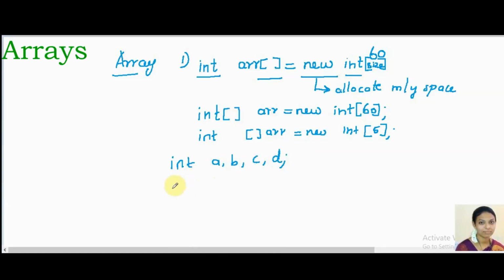In the same way I can also declare arrays like this. Here I can put the square bracket here, and then say A comma B comma C comma D. I am putting the square bracket only one time. So what does it say? A is an integer array, B is an integer array, C is an integer array, D is an integer array. So this is an array declaration.